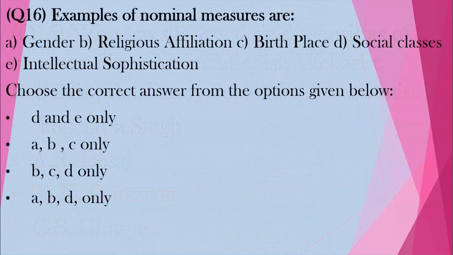Question number 16. Examples of nominal measures are gender, religious affiliation, birthplace, social classes, intellectual sophistication. Now you have to choose the correct answer from the options given below: D and E only, A, B, C only, B, C, D only, A, B, D only. The answer is option 3, which is B, C, D only.